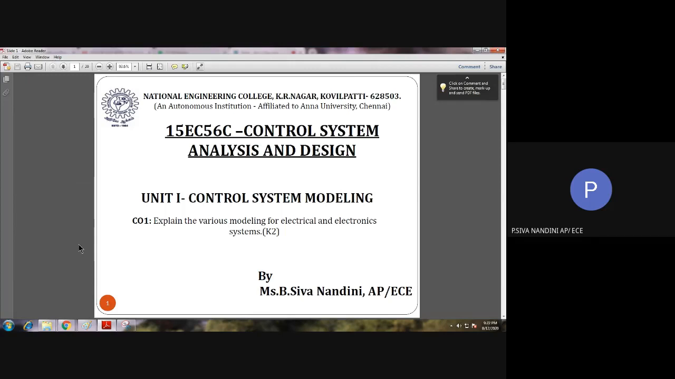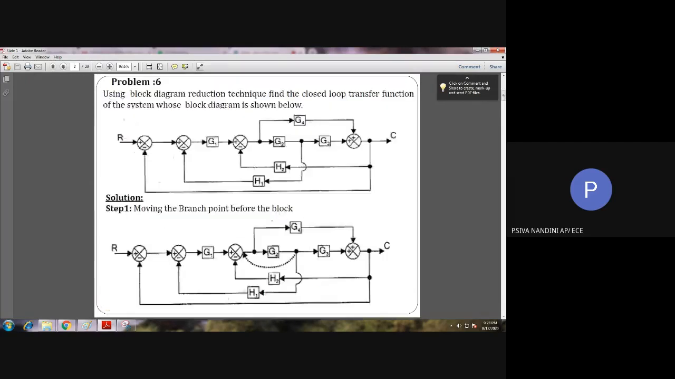Good morning, everyone. So now we are seeing about block diagram reduction technique. Last class we have seen few problems on it. Today also we shall continue the problems in block diagram reduction technique. So here this problem number 6, a block diagram is given.